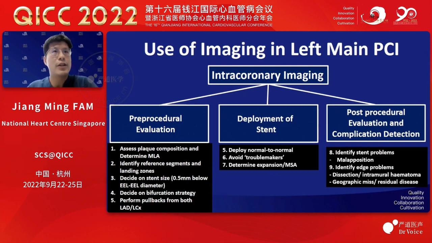Ideally, pullback should be obtained from both the LAD and circumflex to obtain complete information on the bifurcation and avoid overestimation of the MLA of the circumflex ostium due to a non-coaxial orientation of the catheter from just a pure LAD pullback. Now, the information obtained can be used to further optimize or identify the optimal landing zones, facilitate matching between distal edges and vessel size, and avoid situations such as geographic miss.